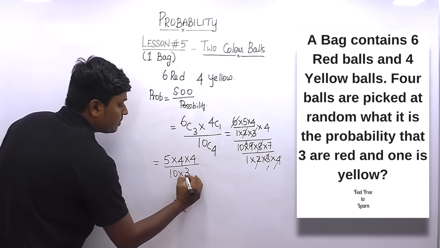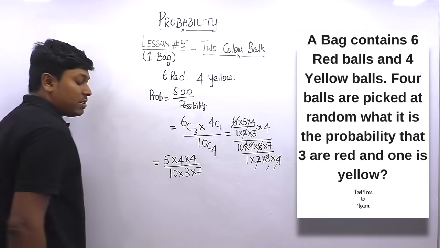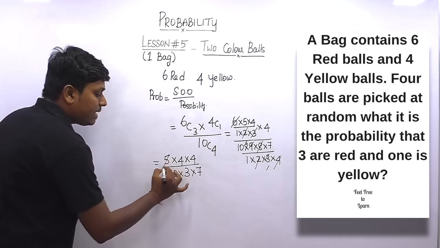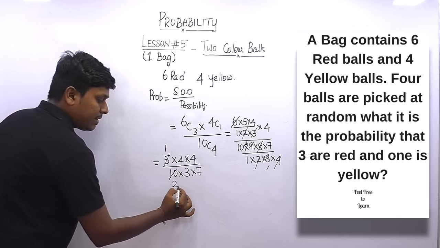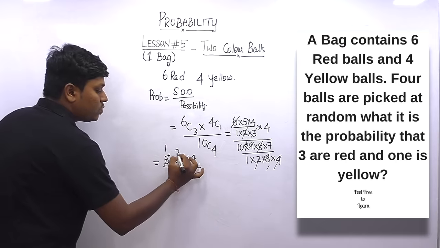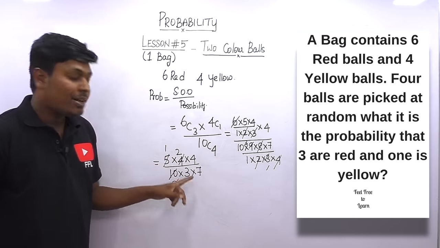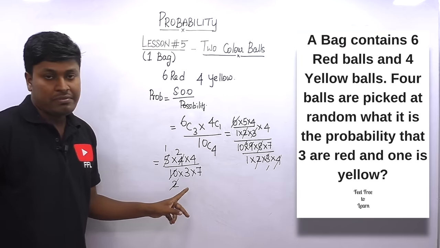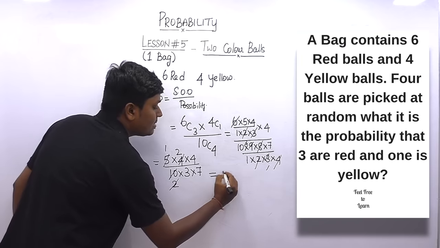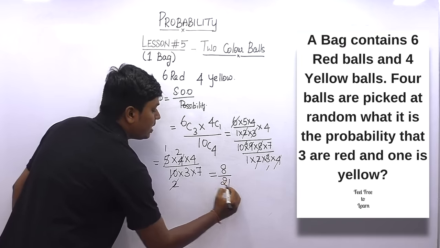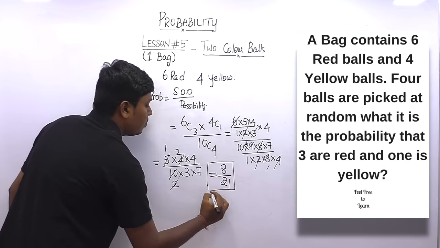So 10 into 3 into 7. Now we can again cancel this on 5 times. 1 5 is 5, 2 5 is 10. Again cancel this on 2 times, 2 2s are 4. So finally, 4 into 2 will be 8, which is the numerator. Denominator, 7 into 3 will be 21. So finally we got an answer as 8 divided by 21, which is the answer for question number 1.